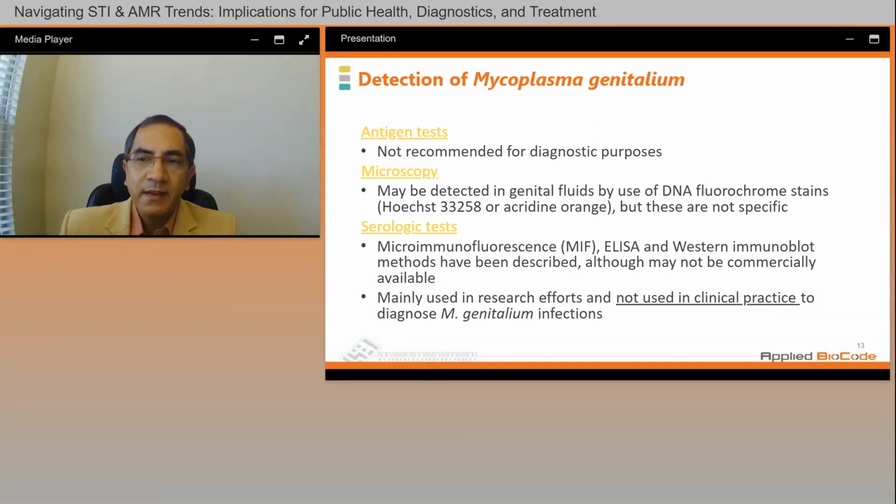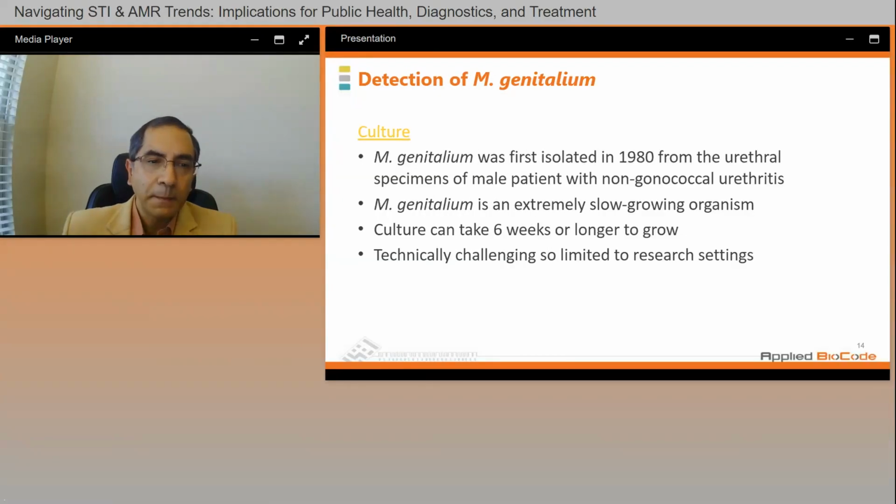For Mgen testing, antigen test, microscopy, serological tests have been developed and described in literature. However, they are not recommended for routine diagnostic uses due to lack of sensitivity and specificity. These assays are not commercially available, and the clinical utility of these tests are not well established. Thus, these tests are largely used for research efforts only.